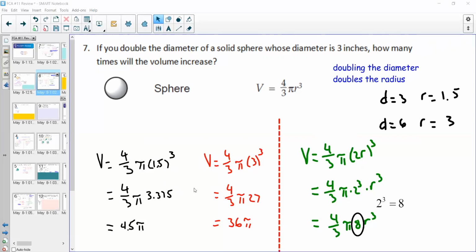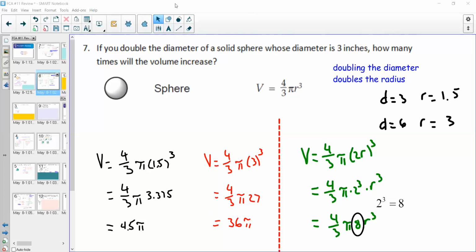What you see here is an example. Actually, we're just playing it out. If the diameter is 3, the radius is 1.5. If I plug that into the formula, I've got a volume of 4.5 pi. If I double that from 1.5 to 3, I've got a volume of 36 pi. 36 divided by 4.5 is 8.